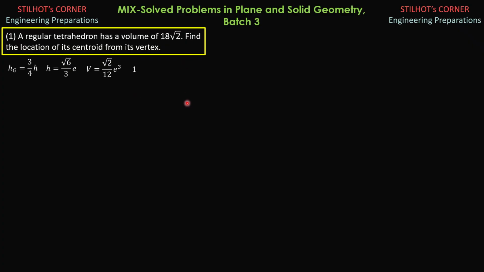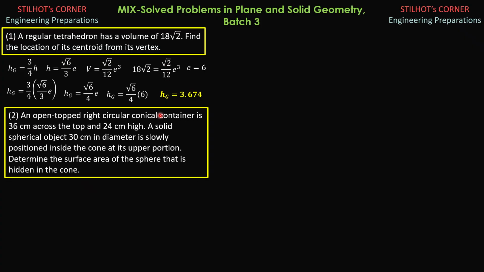And the volume is given, which is 18 square root of 2 equals square root of 2 over 12 E cubed. So from there, we can solve for E, which is equal to 6. Substitute into the formula h equals 3/4 of the altitude, and the altitude is square root of 6 over 3 of E. Then you will have square root of 6 over 4 of the edge. Substituting the edge 6, the distance of the centroid of this regular tetrahedron from the vertex is square root of 6 over 4 of 6, and that is equal to 3.674 units. So that's for the first problem.